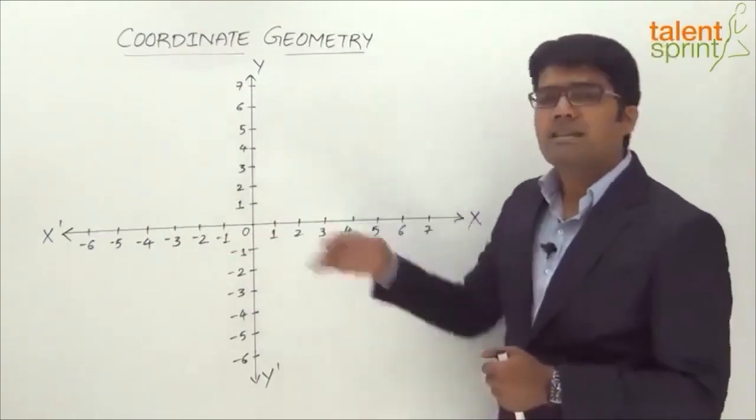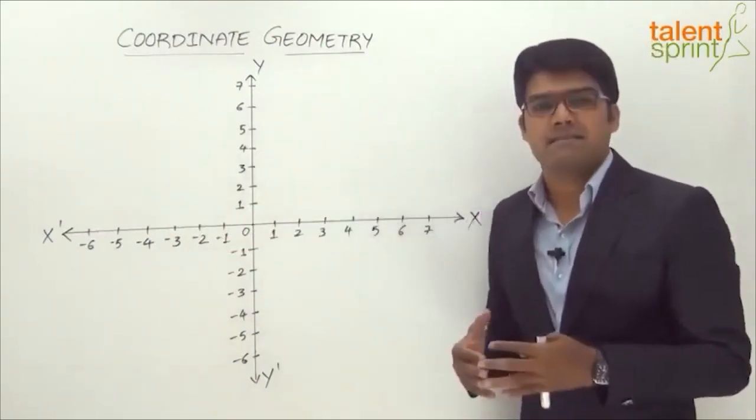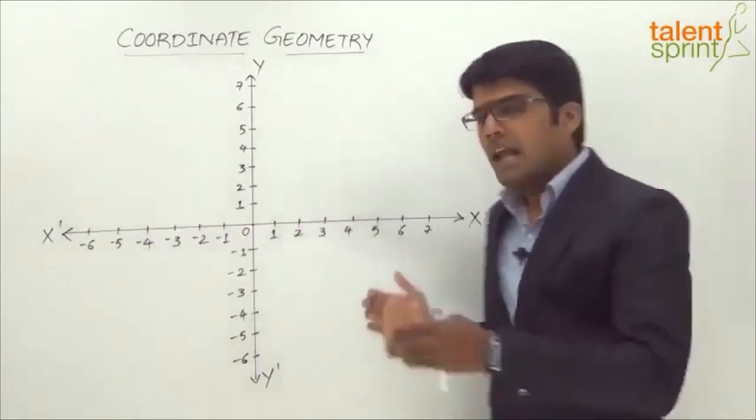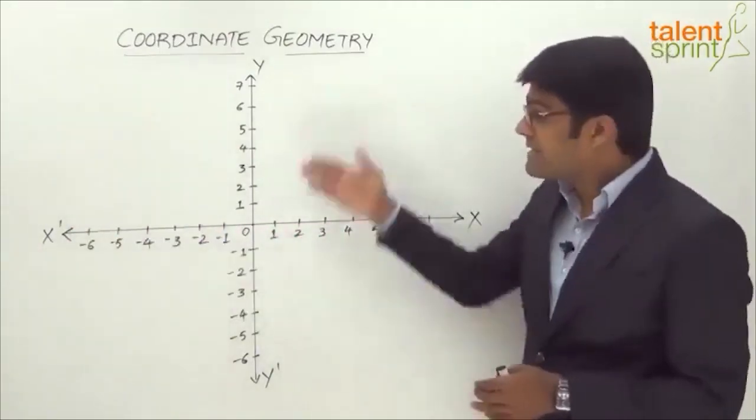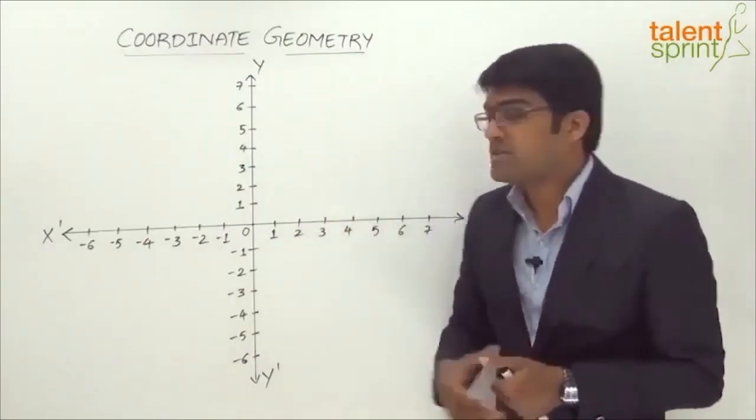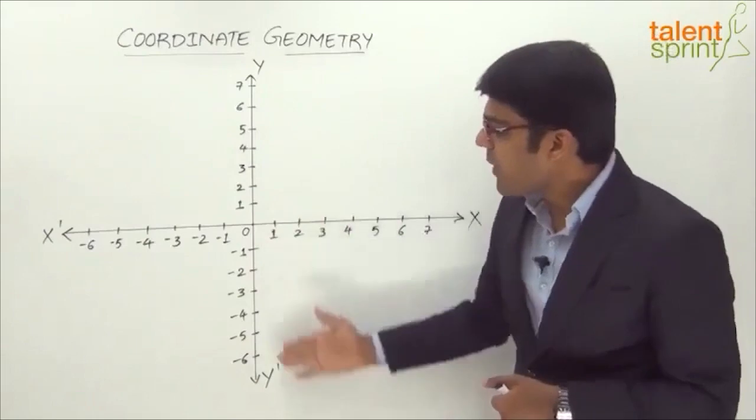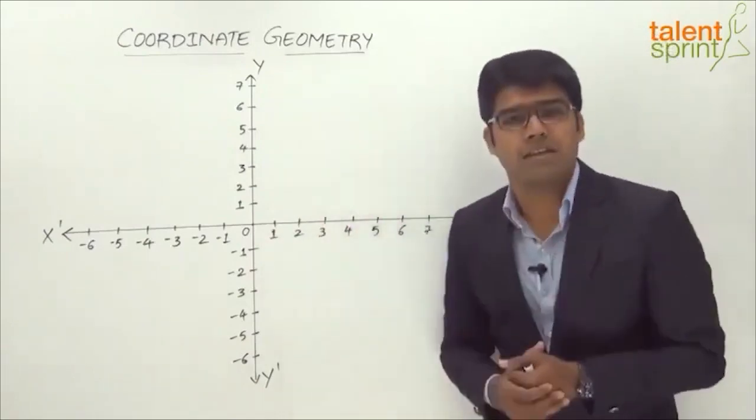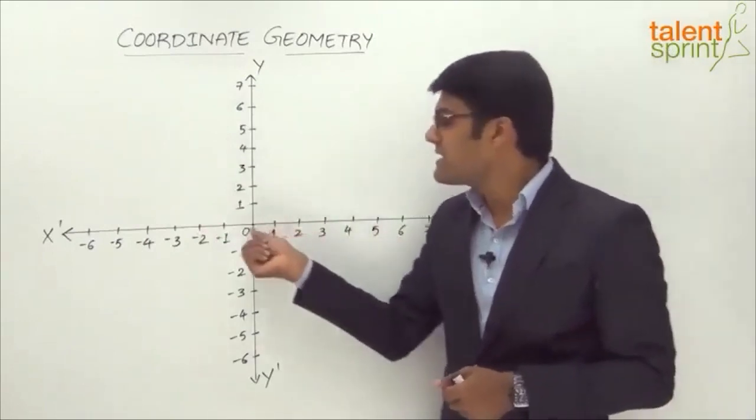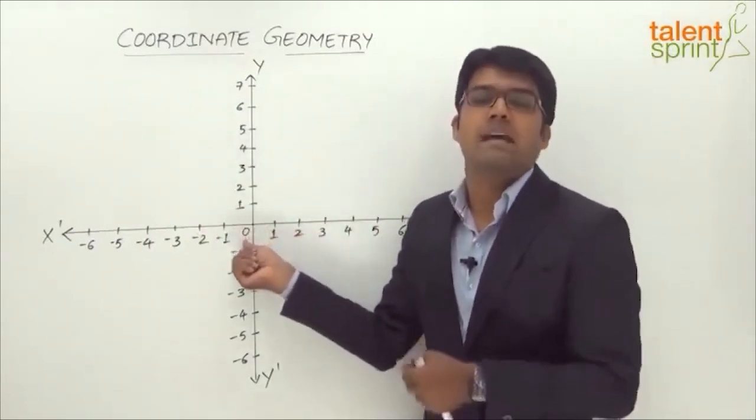This horizontal line is known as the horizontal axis, which is denoted by X O X dash, and it extends up to infinity. Whereas the vertical line is known as the vertical axis, which is denoted by Y O Y dash, which again extends up to infinity. So these are the two mutually perpendicular axes which intersect at the point O known as the origin.